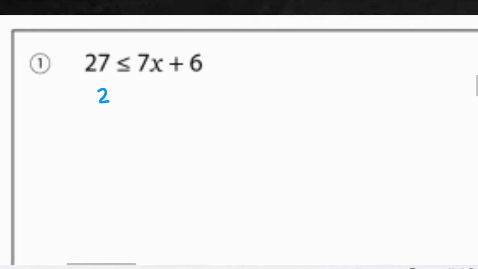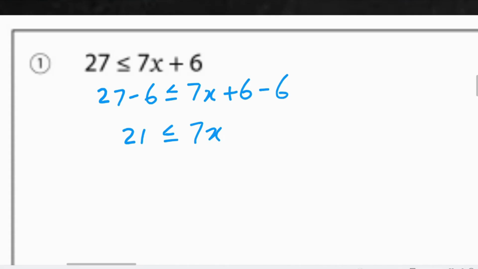So 27 minus 6 is less than or equivalent to 7x plus 6 minus 6, right? So if I subtract 27 minus 6, I will get 21 in return. So 21 is less than or equivalent to 7x, right? After that, what is the second thing that I will do? I will divide both sides by 7 because I need to get this x. So I will get 3 is less than or equivalent to x for this one.